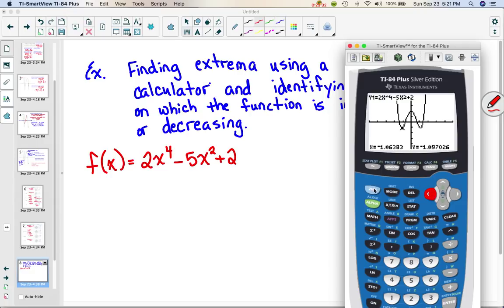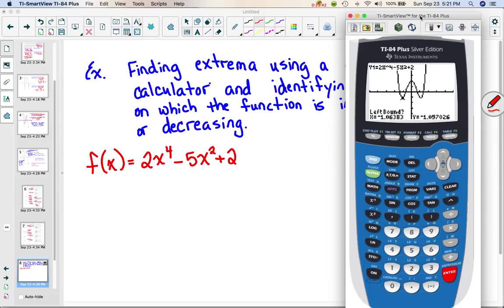So what you really want to do is to go second, calc, and I'm going to go ahead and find the local minimum first. So from there, it will ask you to do a left bound. You can just type the left arrow until you are on the left side of the minimum, hit enter, and then hit the right arrow till you're on the right side of the minimum, hit enter, and then it will ask you to guess. Well, just go back over by where the minimum is and hit enter. And so then it will tell you approximately what that minimum value is.